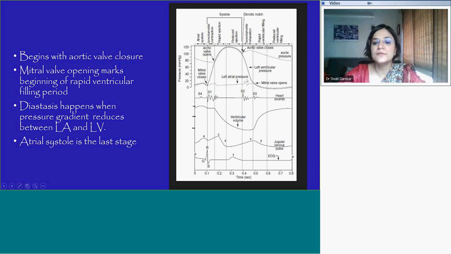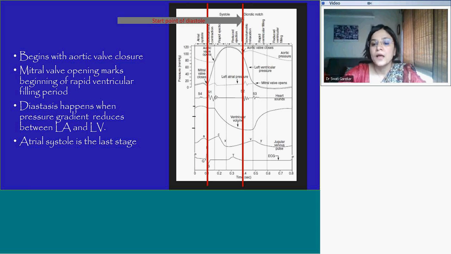We are going to move with this line drawn at the aortic valve closure point. This is where the T wave ends, and this is the beginning of ventricular diastole. Come this way to the peak of the R wave, and this is where your mitral valve closes, that diastole ends. We'll get into all the details of this as we move on.